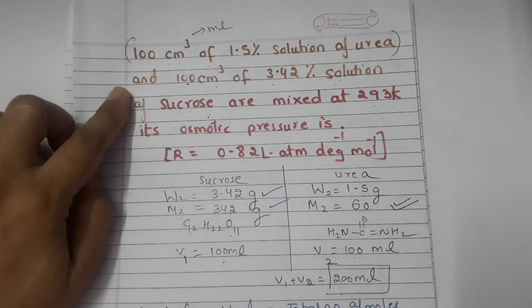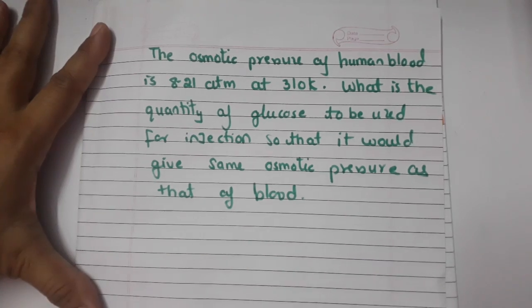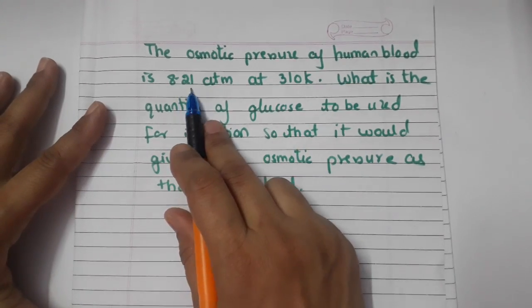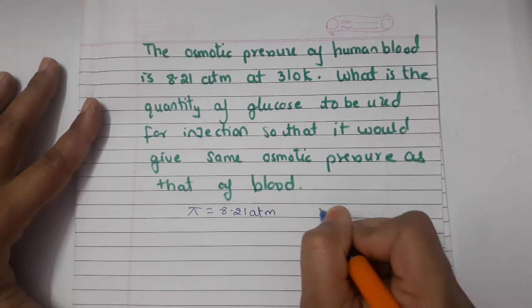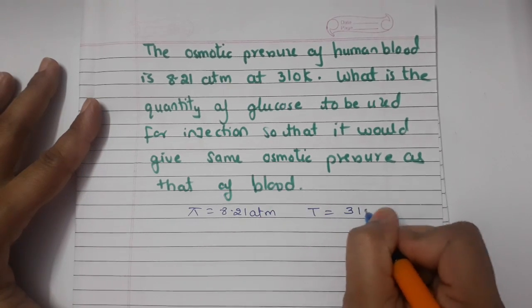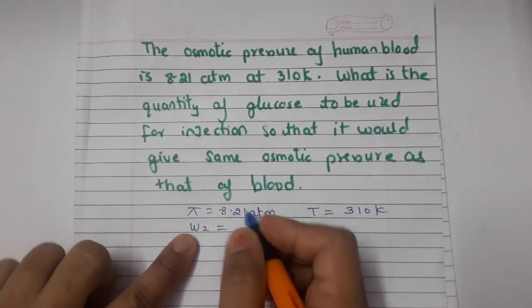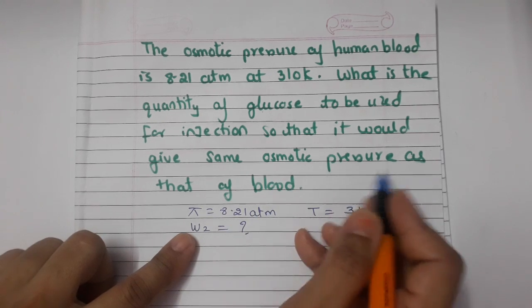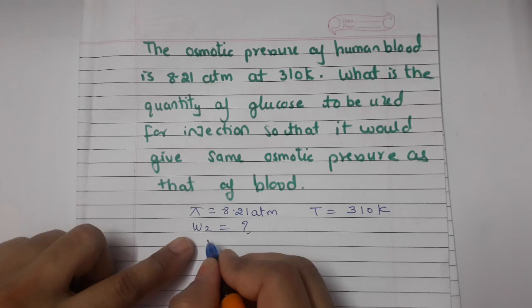So we have solved this numerical wherein we first had to find out the concentration of the combined solution. Here we have one more question based on osmotic pressure of blood, which is pi equal to 8.21 atm, and temperature is given, 310. What is the quantity of glucose, meaning the mass of the solute to be used for an injection so that it gives the same osmotic pressure as that of blood? It's a very simple numerical wherein we have to find out W2.